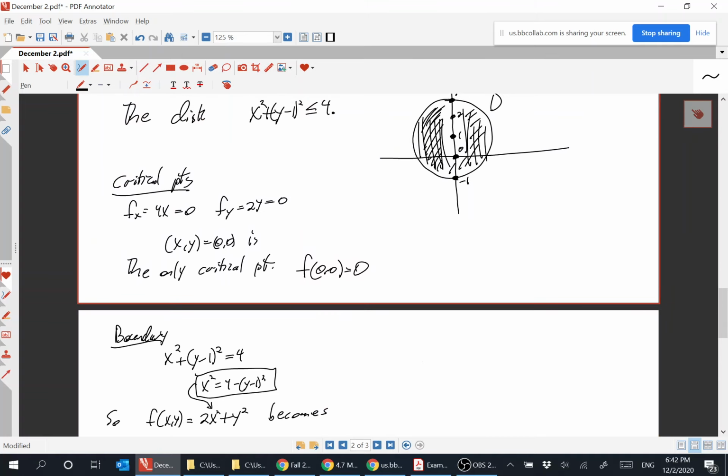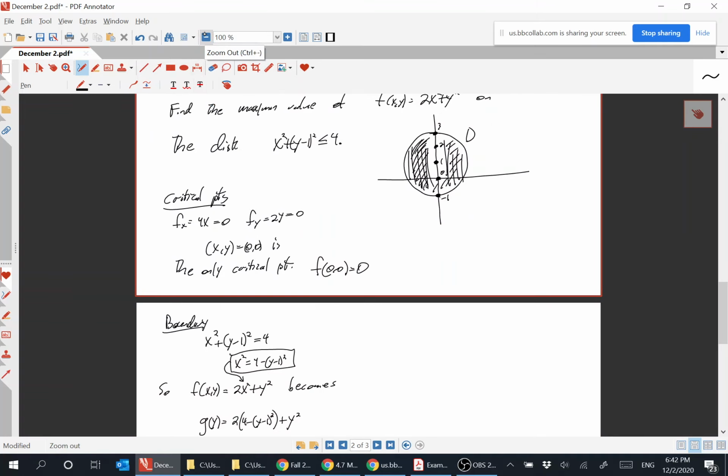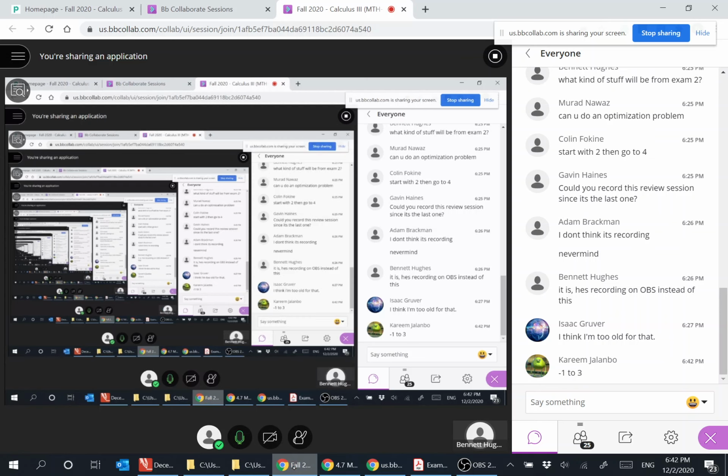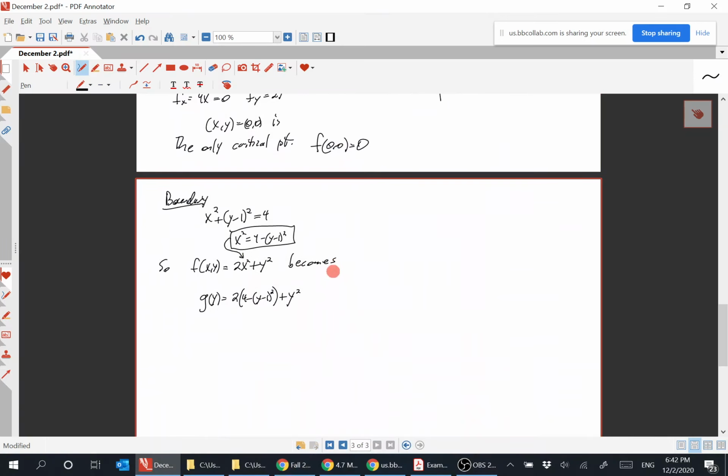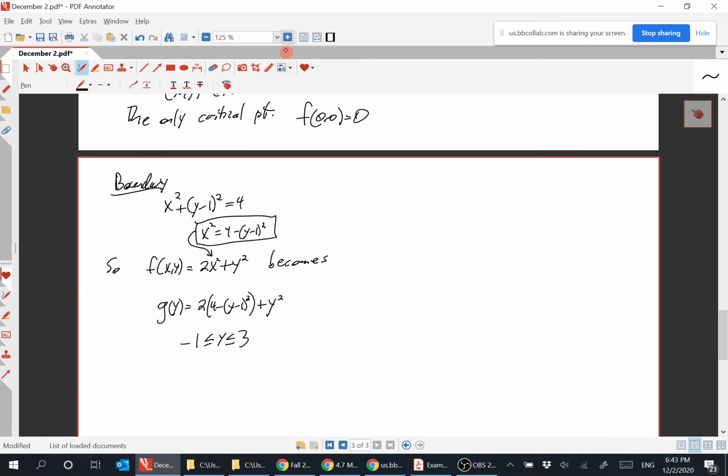What is the domain for y in this case? Look at that picture. What are the values for y that we're working with here? Minus 1 to 3. Right, so minus 1 less than or equal to y less than or equal to 3 by the picture above.